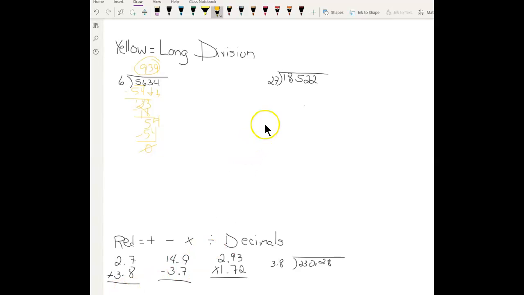So with this one, 27, that's where you guys are like, man, I don't know my 27s. Guess what? Neither do I. I have to figure them out every time. So off to the side, you write 27 times 1, 2, 3, 4, 5, 6. I usually go to 5, and then if I need to, I go further.